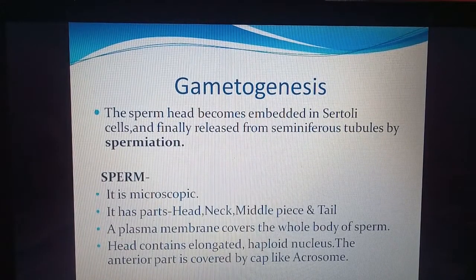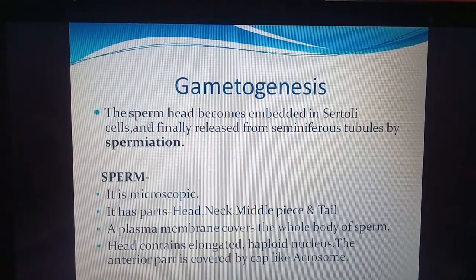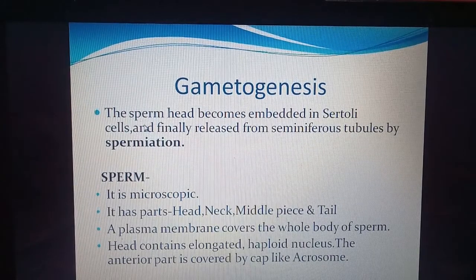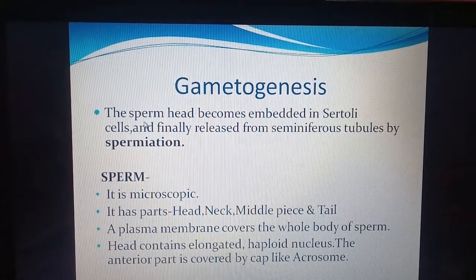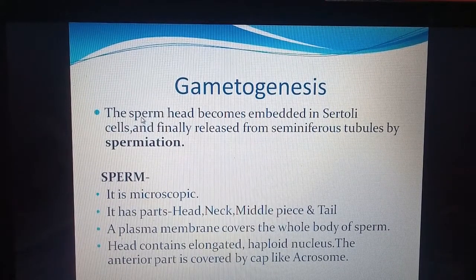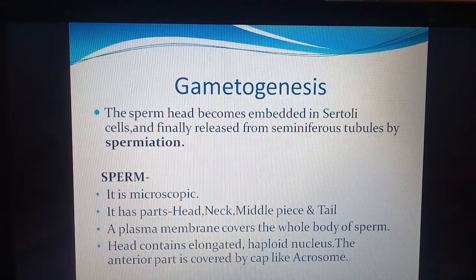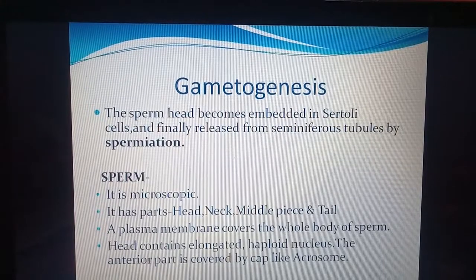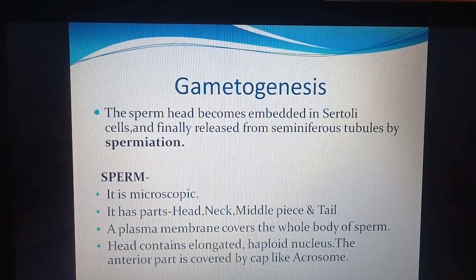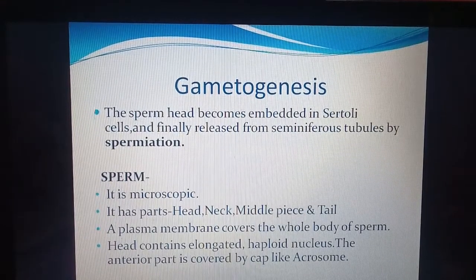Now we can see gametogenesis. In gametogenesis we are dealing with spermatogenesis. So finally the sperm is produced and the sperm head becomes embedded in Sertoli cells. So the sperms are connected, their head is fixed inside Sertoli cells and they get nutrition. Finally they will be released on maturity from the seminiferous tubule by the process of spermiation.